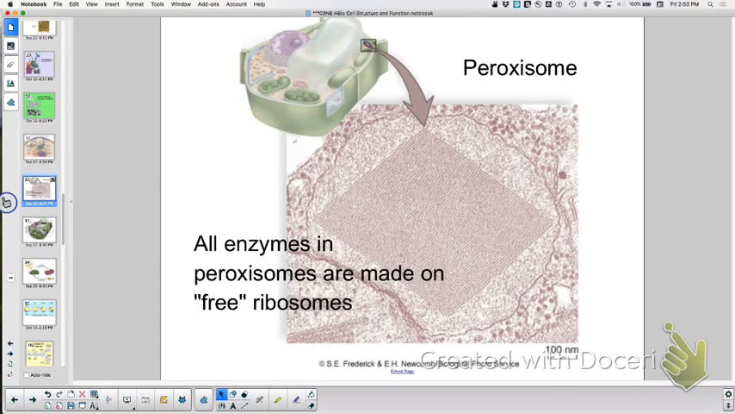So that's a peroxisome. How are you going to remember that? Hydrogen peroxide. Hydrogen peroxide is a metabolic byproduct, and your cells need to break it down. So peroxisomes contain an enzyme called catalase that breaks down hydrogen peroxide into oxygen and water. You're going to remember oxygen because when you pour hydrogen peroxide on a cup, what does it do? It bubbles. That's the oxygen.